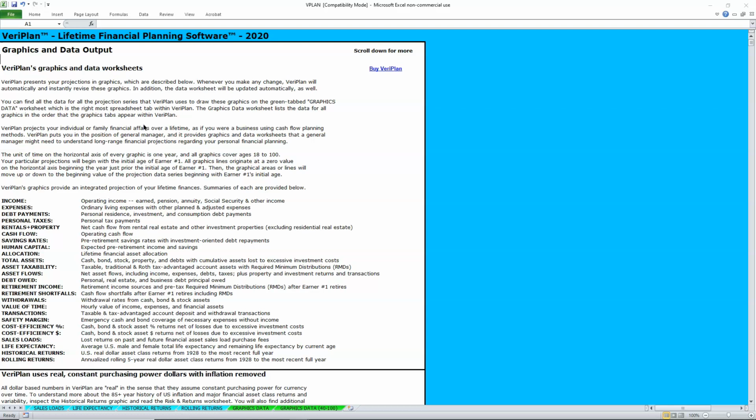In addition, note that there are two green tabs to the far right titled Graphics Data. The Graphics Data worksheets list all of the numerical information that VeriPlan uses to draw its graphics. When you wish to make precise numerical comparisons between different models, consult the graphics data. The data on the two graphics data worksheets are the same. If you are 40 or over, just use the 40-100 graphics data worksheet. Next, we will click and go on to view the blue tab graphics one at a time.